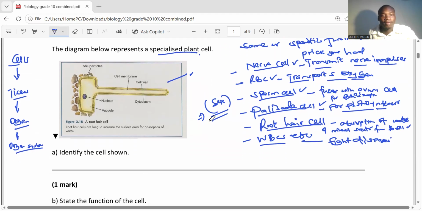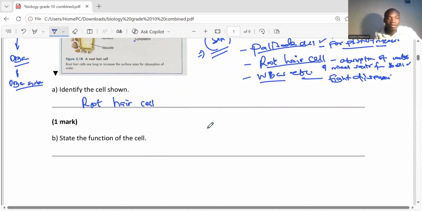Let's dive. So there is this plant cell here having the parts. We have the cell wall, we have the cell membrane, the cytoplasm, nucleus, vacuole, soil particles. It is called root hair cell already. Identify the cell shown. This is root hair cell. That was simple because the answer is above there. State the function of the cell. So already even we have been given the function.